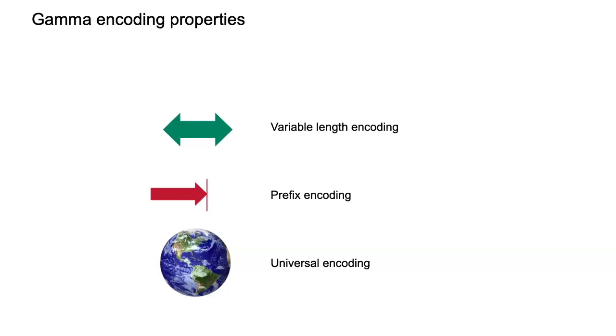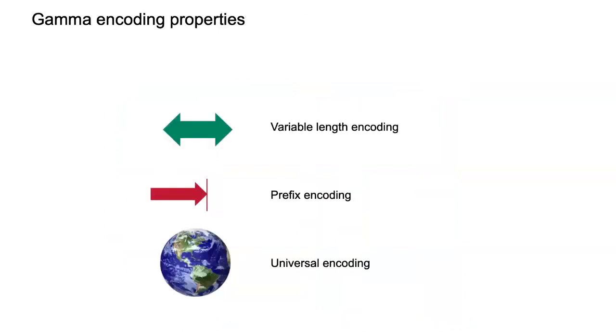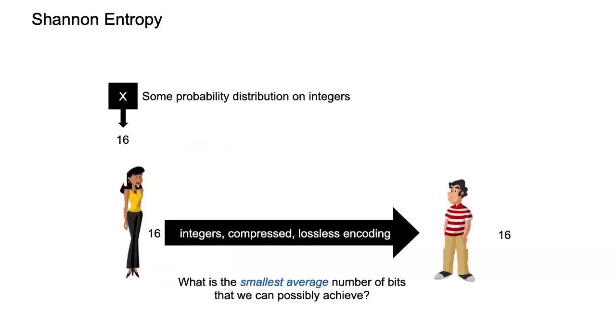It's a prefix encoding. How do you know it's a prefix encoding? Well, look, if you start reading it, just count the number of ones until you find the first 0, and that tells you how many more bits you need to read, right? Who sees that it's a prefix encoding? Okay, so that's part of the magic of that code. And it's a universal encoding. Now, that I haven't explained yet, so I will have to explain to you what a universal encoding is.